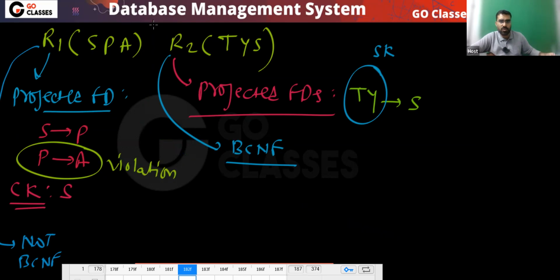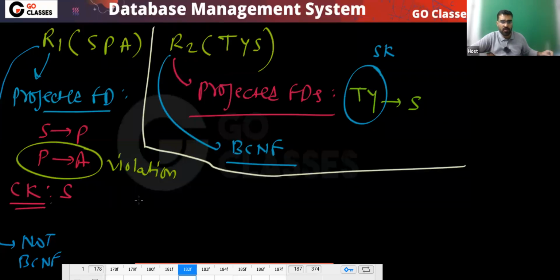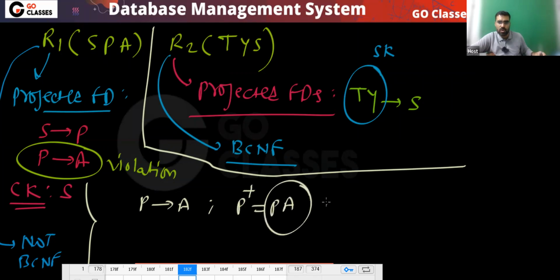Forget about this. R2 is done. Forget about R2. Now in this situation, you will take this violation and find P plus. So P plus will be PA. This will become your R3. So what will your R4 be? R4 will be, you basically remove this A. So this SA will become your R4.